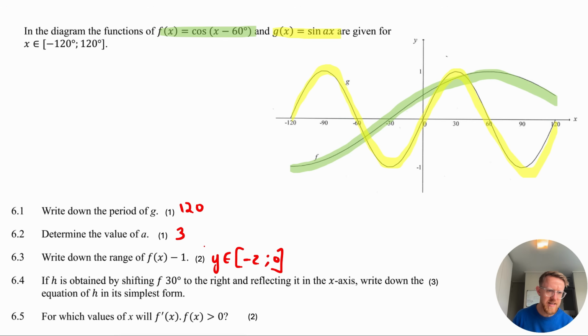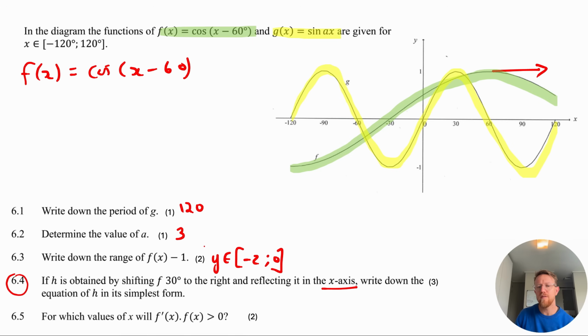Okay, this next one says, if h is obtained by shifting the graph of f, which is the green one, 30 degrees to the right, okay, so they're going to take this current graph and shift it 30 degrees to the right, and then they reflect it in the x-axis, write down the equation. Okay, so let's do it one step at a time. So the current graph of f is cos x minus 60. Now, if you move that graph another 30 degrees to the right, then whenever you move right, you put a minus, right?